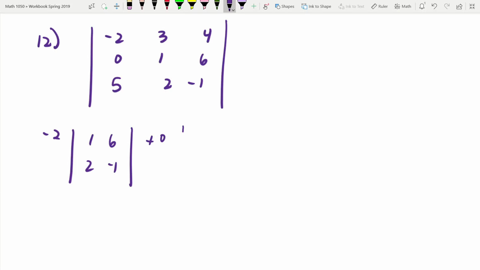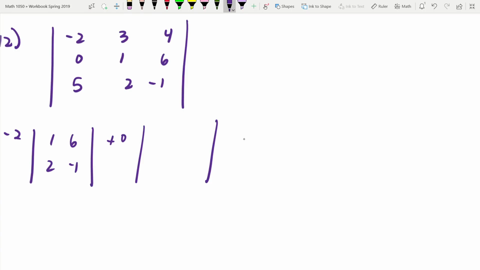Then write down your 0. You're supposed to change the sign, but there's no such thing as negative 0. Get rid of the row, get rid of the column, 3, 4, 2, negative 1. Third number's a 5. Don't change the sign. Get rid of the row, get rid of the column, 3, 4, 1, 6.